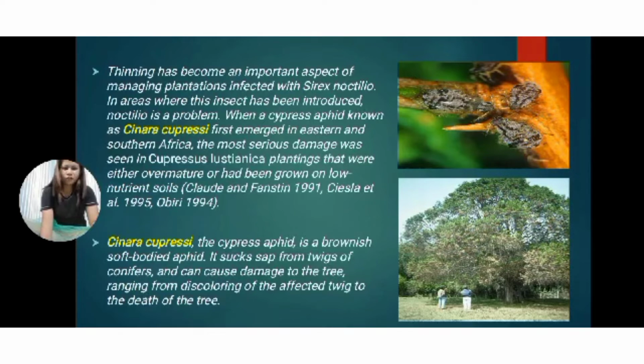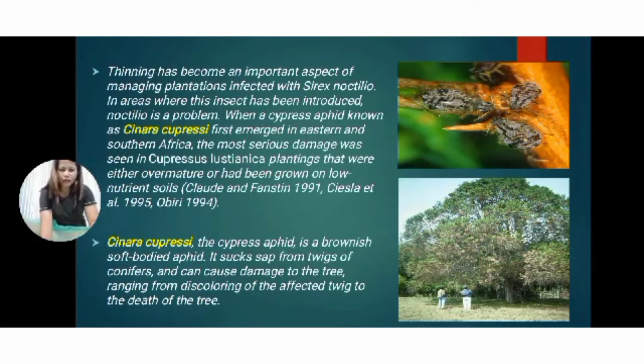When a cypress aphid known as Cinara cupressi first emerged in eastern and southern Africa, the most serious damage was seen in Cupressus lusitanica plantings that were either overmature or had been grown on low-nutrient soil.